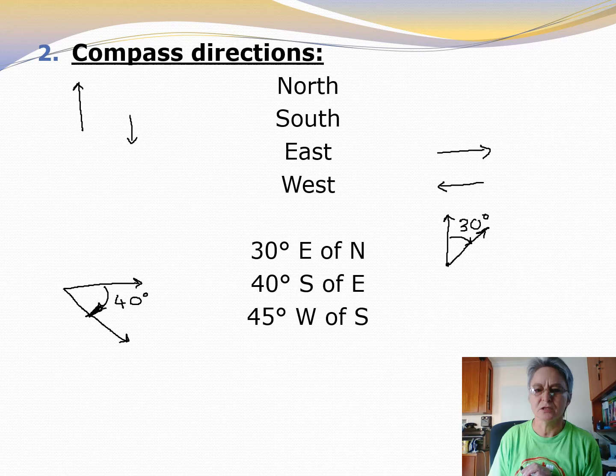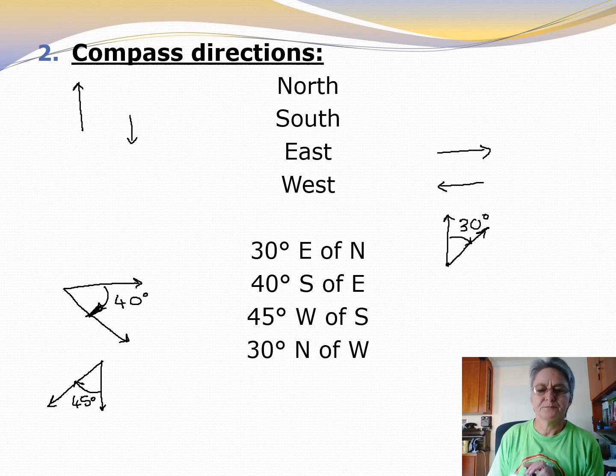Another compass direction. 45 degrees west of south means you're looking south and you turn your face 45 degrees west towards the west from south. So that is 45 degrees west of south. 30 degrees north of west means you're looking towards the west and you turn your face 30 degrees towards the north of west and you look in that direction.